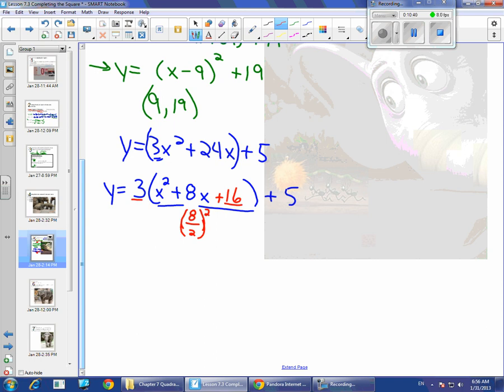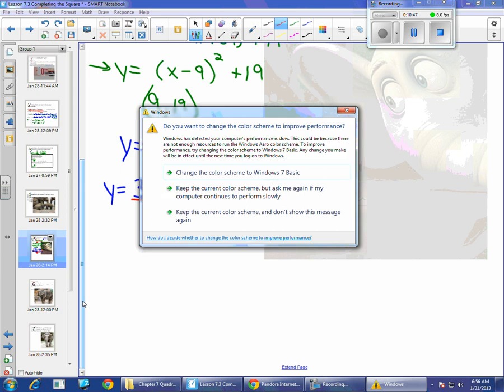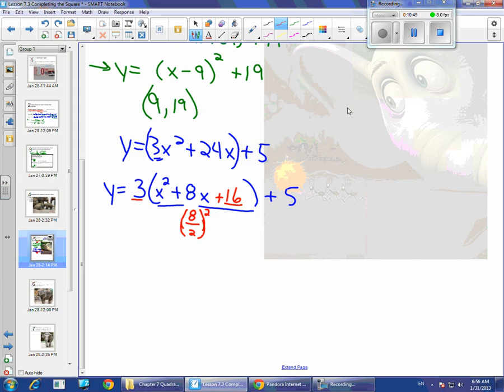Because notice the 16 was on the inside of the parentheses, and those parentheses are getting multiplied by 3. So technically, I'm adding on 48. So what I'm going to have to do to compensate for that is subtract off 48. Okay, so make sure if you have that leading coefficient out in front, you are technically adding on 3 times that in this case. So I have to subtract that off.